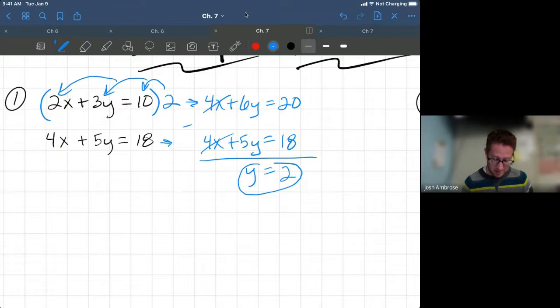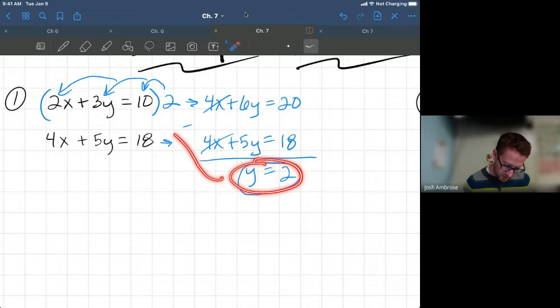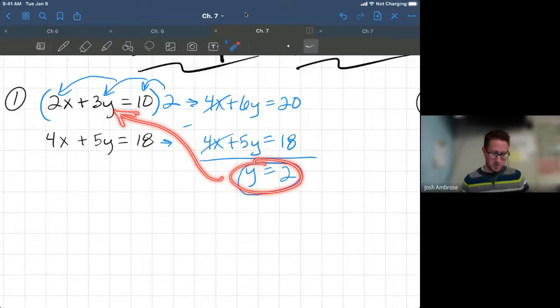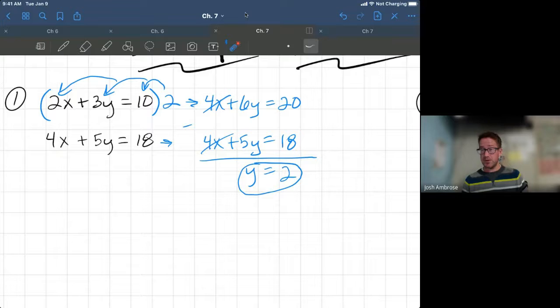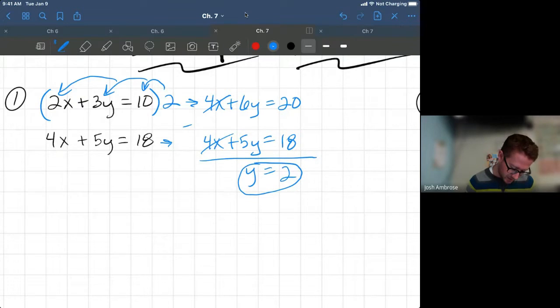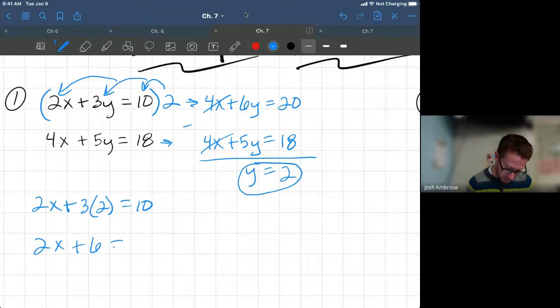So now one of the variables is solved for. What do I have to do to solve for the other variable? You've got to plug it back in. I am going to take y equals 2 and plug it back into the top equation. That doesn't have to be the top equation, but I think it might be a little easier. So that's going to be 2x plus 3 multiplied by 2 equals 10. 2x plus 6 equals 10.